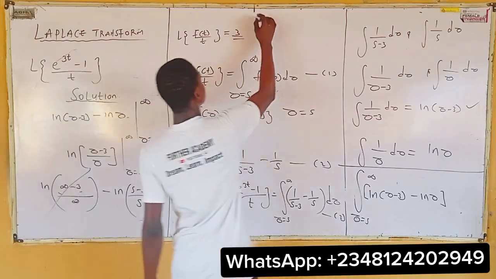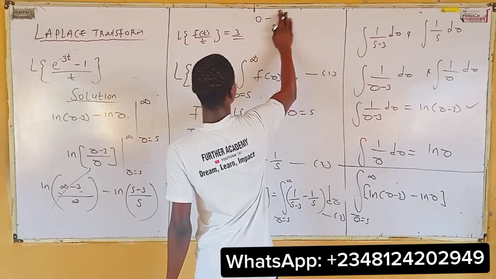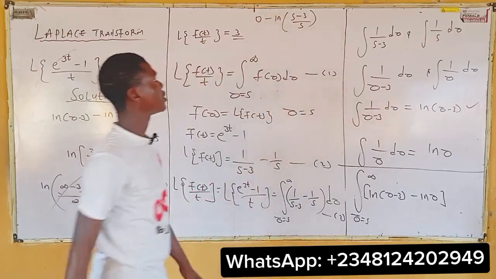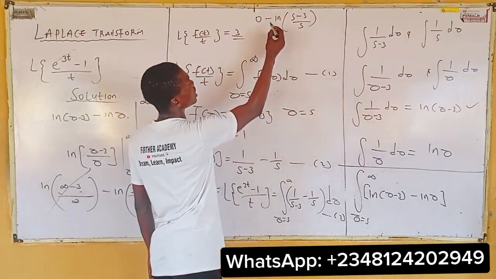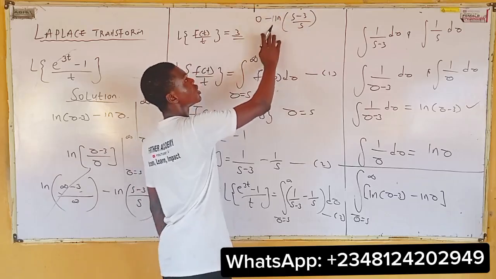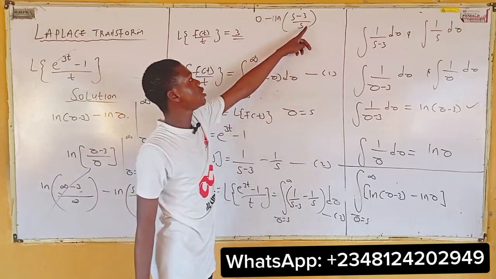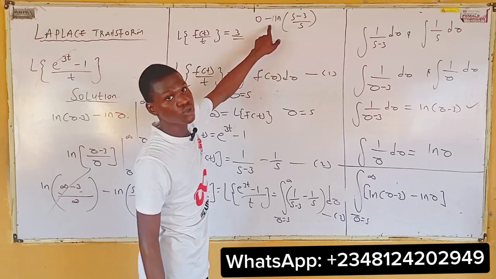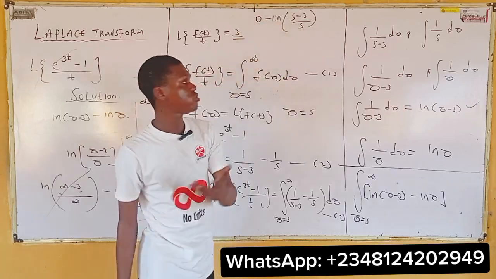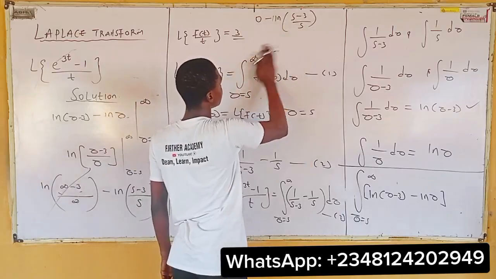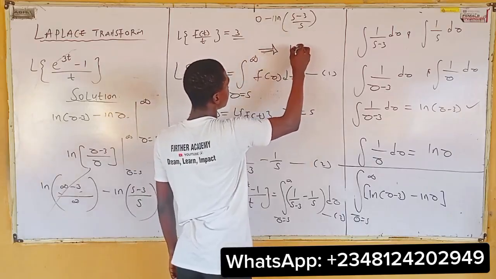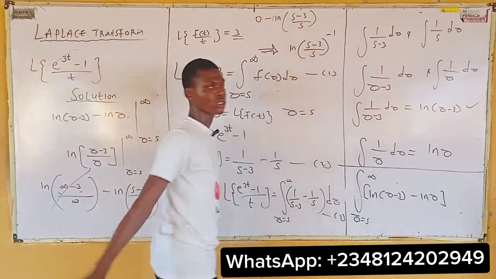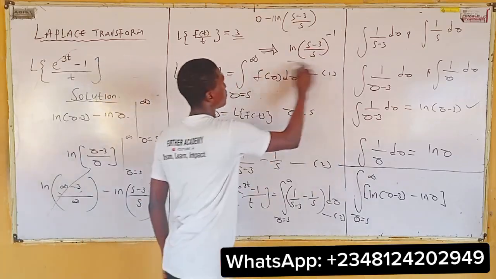So you are left with 0 minus ln of (x minus 3) over x. You have an invisible one here. This invisible negative one, you can take to the power of this bracket following your logarithm law. So it implies ln of ((x minus 3) over x) to the power of negative 1. This is your final answer.